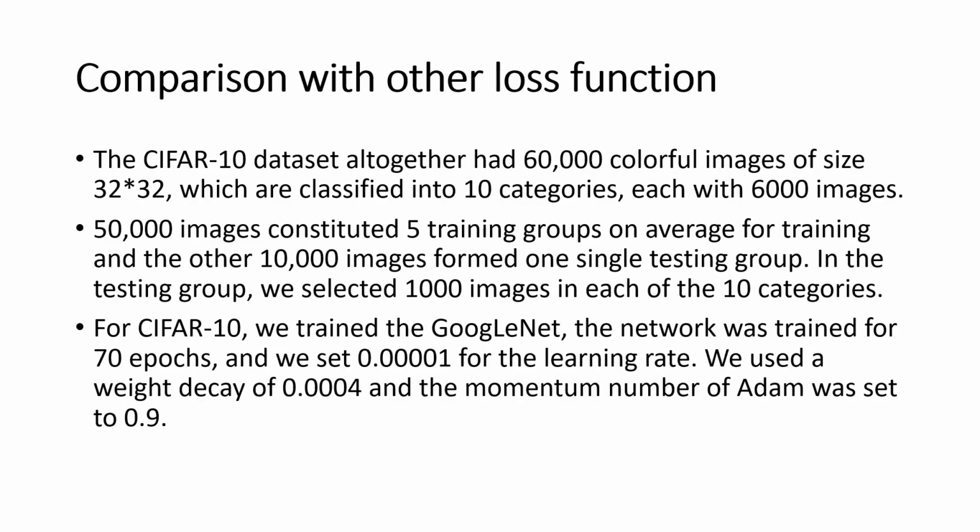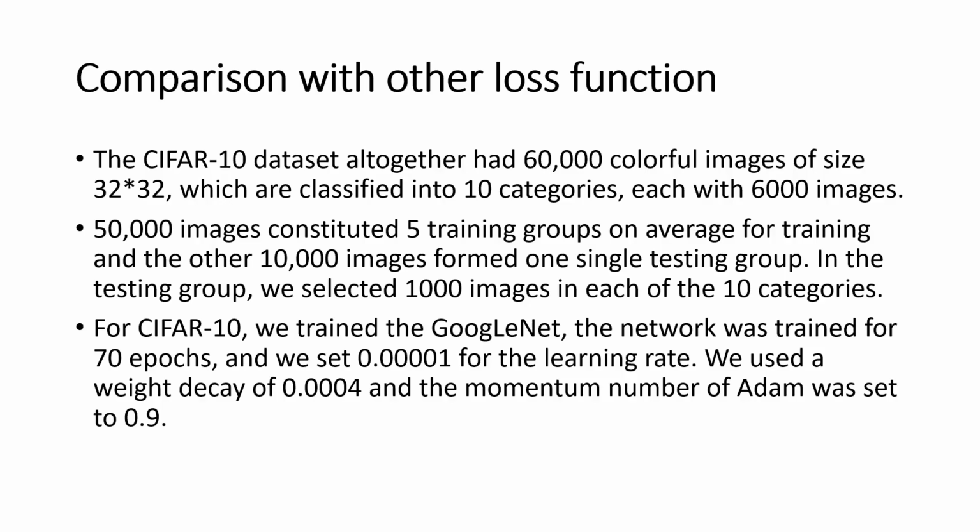So we'll compare multiple loss functions on the CIFAR-10 dataset, which has 60,000 colorful images of size 32 by 32, which are classified into 10 categories, each with 6,000 images. We'll divide these images into two categories: one is training and the other is testing. We have 50,000 images constituted of 5 training groups for training, and 10,000 images consisting of 10 categories, which means that each category has approximately 1,000 images for testing.